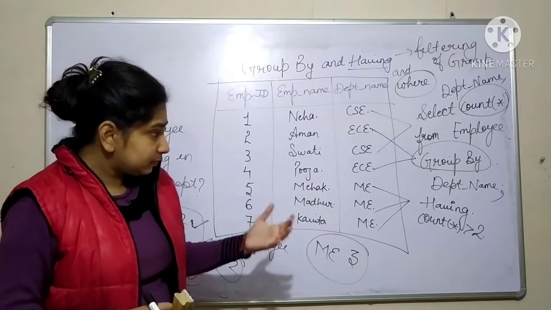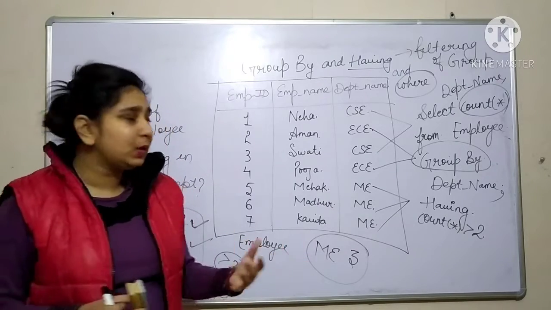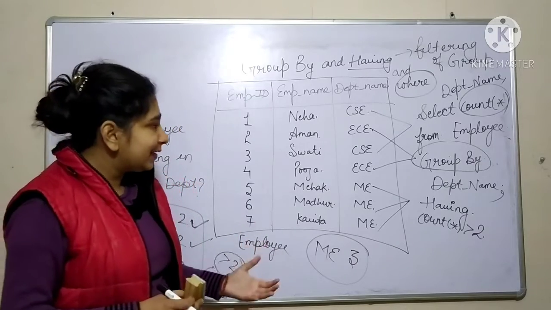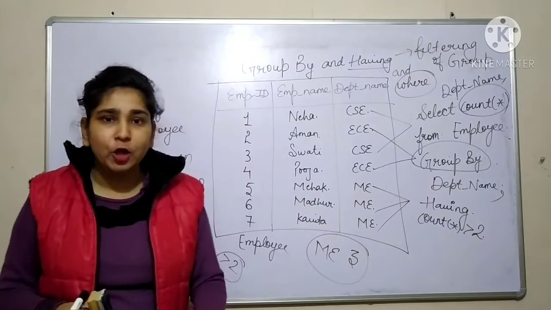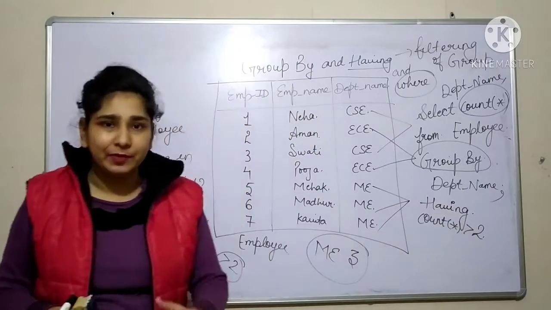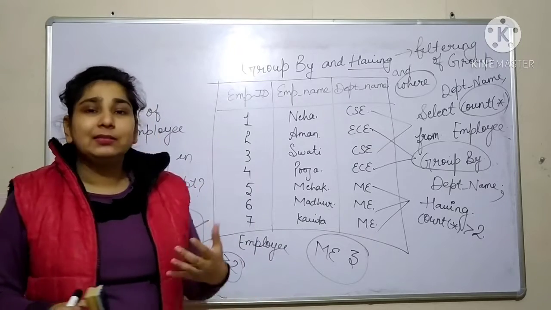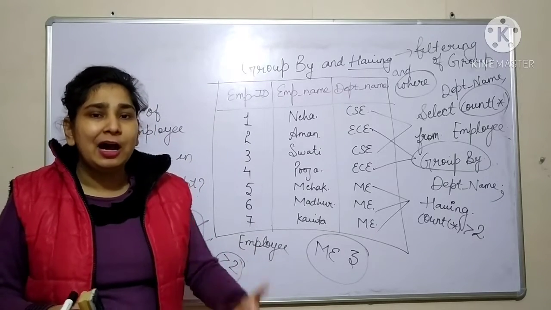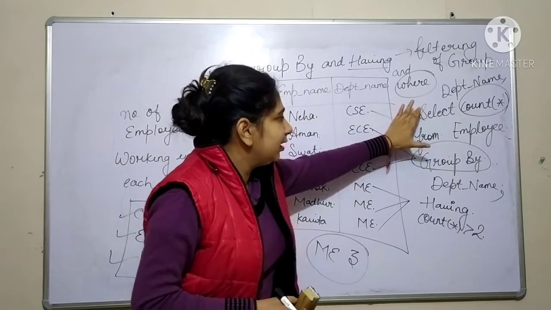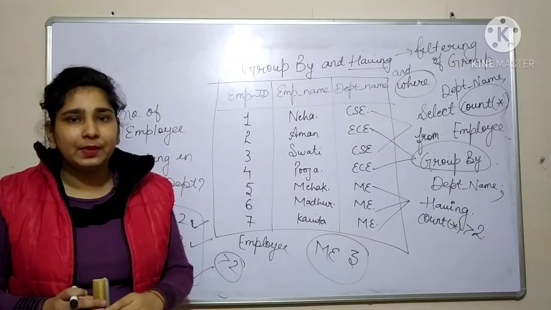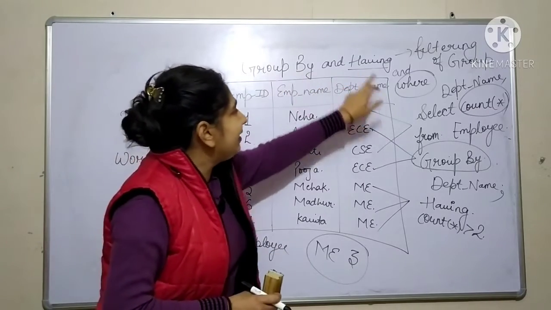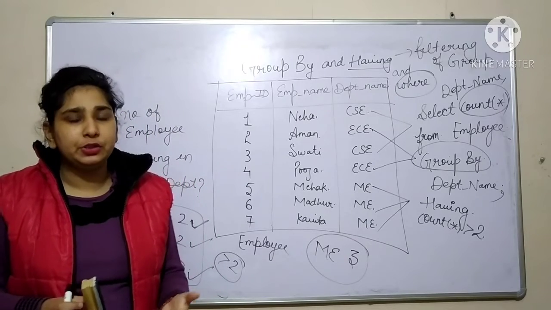Okay, so this way our SQL query is going to run. Firstly, we will be performing the group by operation on this table. Then we will be performing the having clause, and then the tuples which we get after performing the filtration, we will select as the final output. So this way our group by and having clause is going to work.